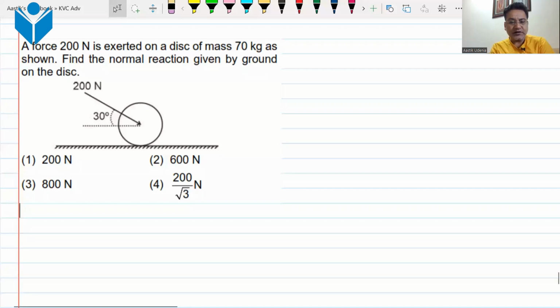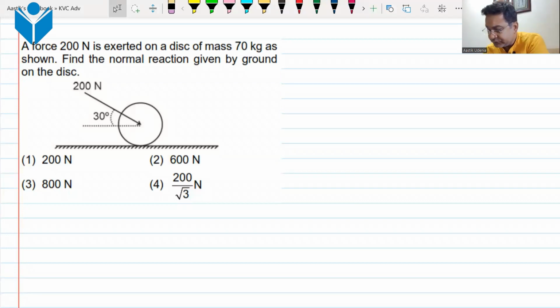A force 200 Newton is exerted on a disk of mass 70 kg as shown. Find the normal reaction given by the ground. It's a very simple question. I'll give you a minute to solve it. This force is like this. You can resolve it into two components. One would be downwards and one would be like this.